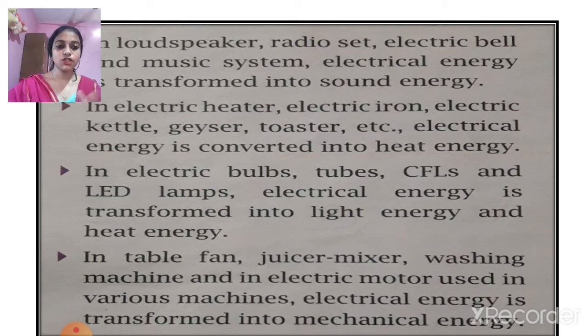In table fan, juicer, mixer, washing machine, and electric motors used in the various machines, electrical energy is transformed into mechanical energy. So in all these appliances, we can see that electrical energy is converting to different forms of energy such as sound energy, heat energy, light energy, mechanical energy, and so on. So energy can be transformed from one form to another form.